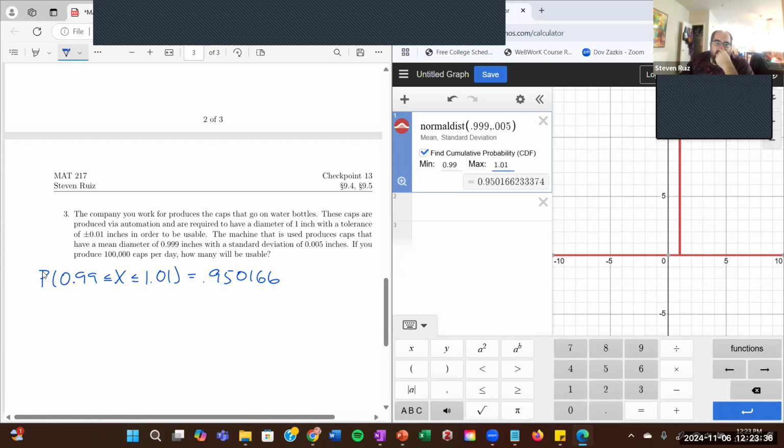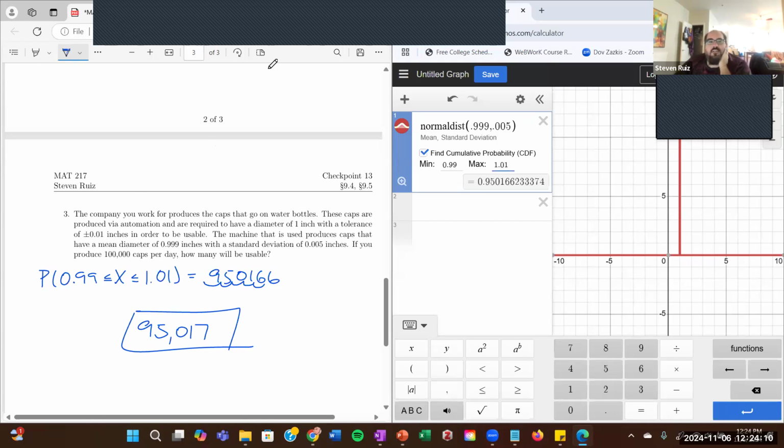So now what am I doing with this? If I produce 100,000 caps per day, how many will be usable? So now I can use this probability and multiply it by 100,000. So 5 zeros, 1, 2, 3, 4, 5. I can round to the nearest whole number there. The number of caps that I would expect to be usable are 95,017. And that comes directly from our normal distribution.